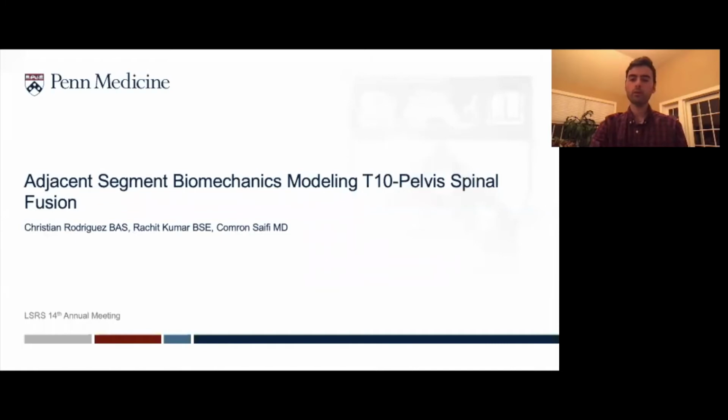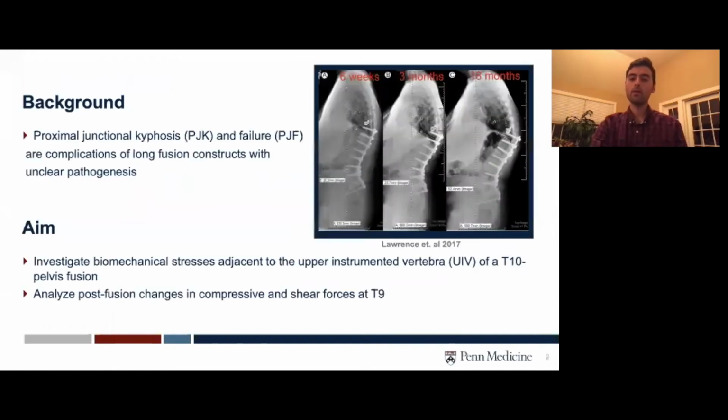Hello, I am Christian Rodriguez, a medical student at the University of Pennsylvania working under the guidance of Dr. Kamran Saifi, and I will be talking about modeling the adjacent segment biomechanics of a T10 pelvis spinal fusion. Proximal junctional kyphosis and failure are challenging complications of long fusion constructs.